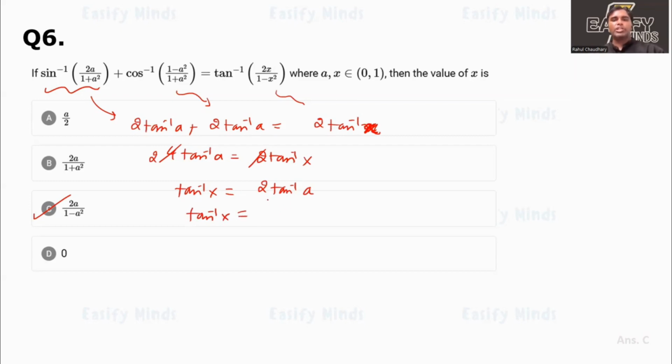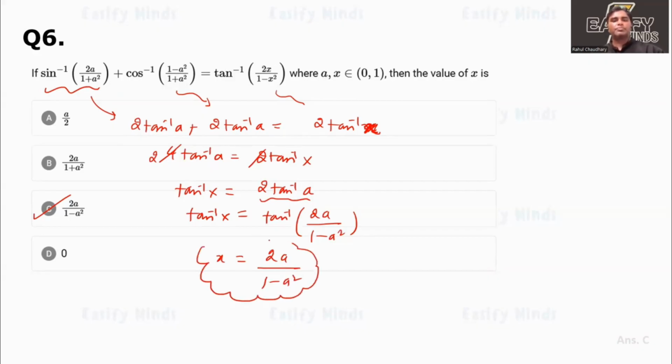Now tan inverse x, 2 tan inverse a formula I will apply, that is tan inverse 2a upon 1 minus a square. So tan inverse get cancelled. X equals 2a by 1 minus a square. That is option C. Formula must be remembered by everyone. So tan inverse x is 2 tan inverse a, and the formula gives tan inverse 2a by 1 minus a square. So this is the value of x, that is option C.